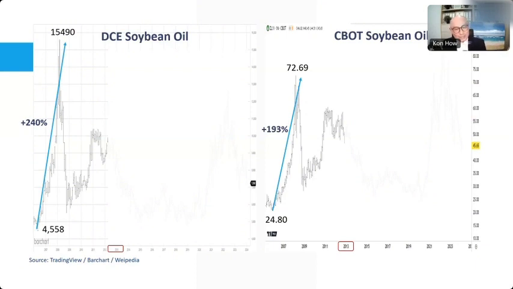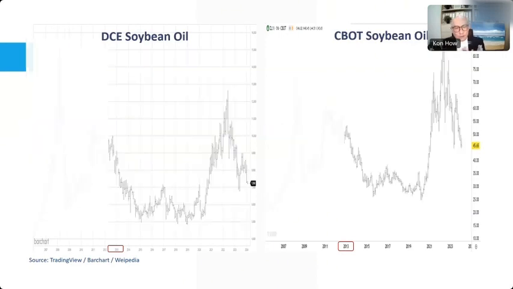So you could see that in the same period, from the trough to the peak, the DCE soybean oil expanded by 240%, whereas the CBOT soybean oil was up 193%. Now, as the timeline flows, you could see that the movement became more aligned. So it makes arbitraging a little bit more feasible. It's not so risky, so traders are able to get into both contracts to arbitrage and spread trade them.